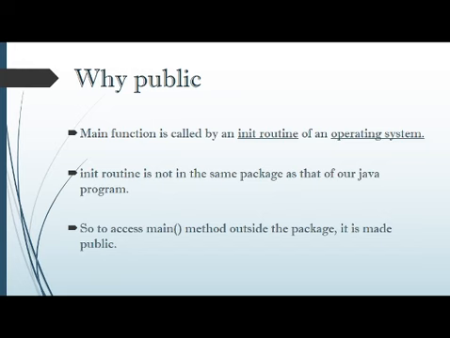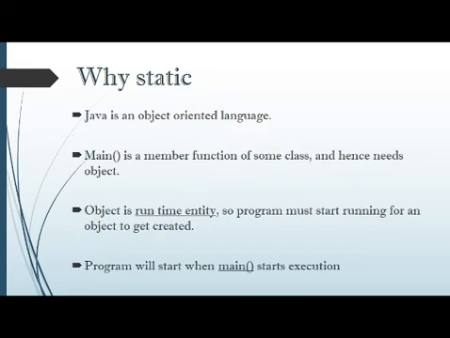So, clear with that, then we will see why we have a static keyword in front of a main function. Now Java is an object oriented language, and every object oriented language generally has an object which will call or access any member function of a particular class. Here main is also a member of one or the other class, and hence as per the definition of an object oriented language, main should also get called by an object of the class in which main is declared.